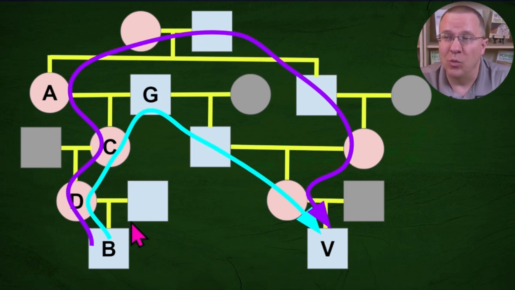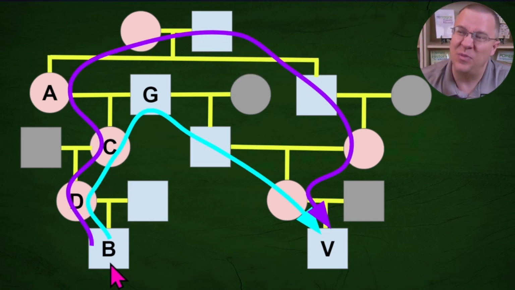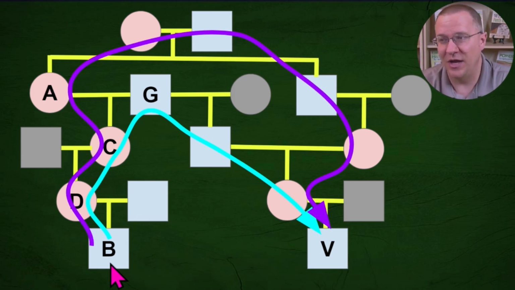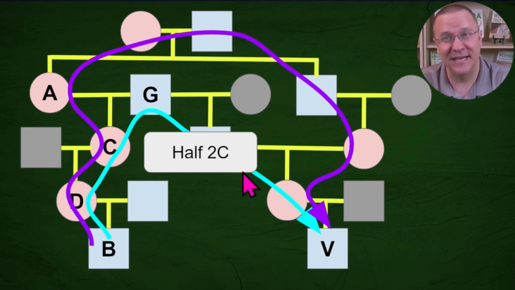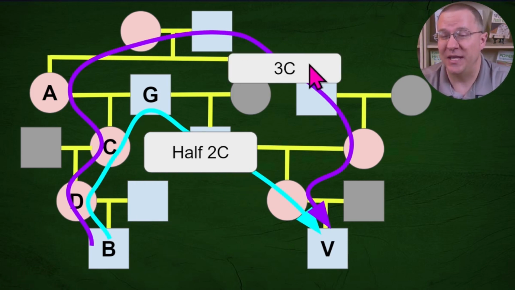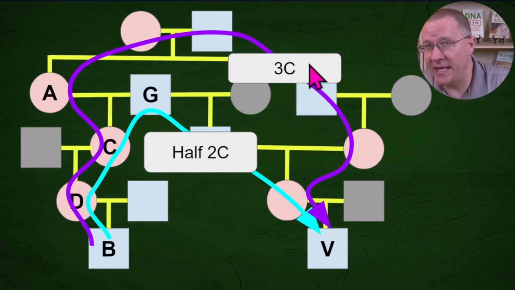So now we're going to look at the relationships with B. Again, we have lines drawn so you can see how that's flowing. And this first one we see is actually a half second cousin. And this other relationship is a third cousin. So that would be how the children and the grandchildren of C are related to B.